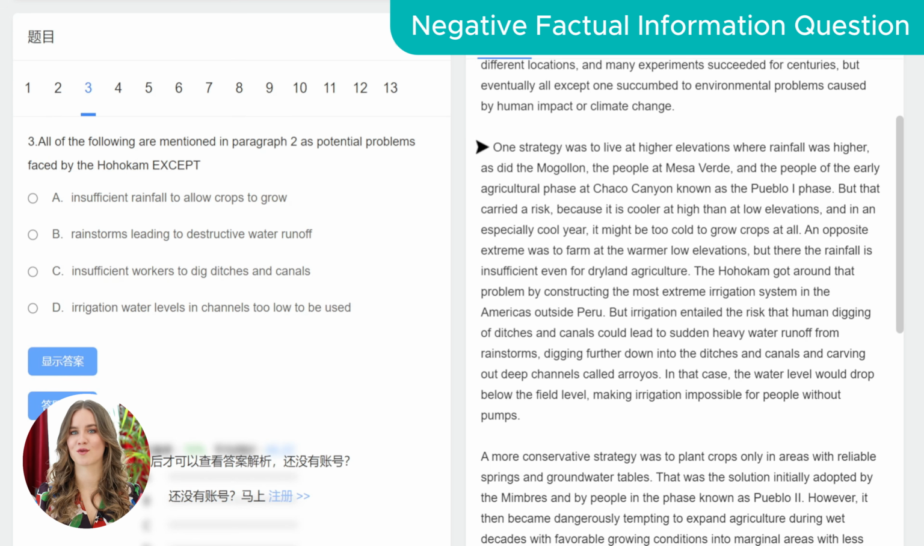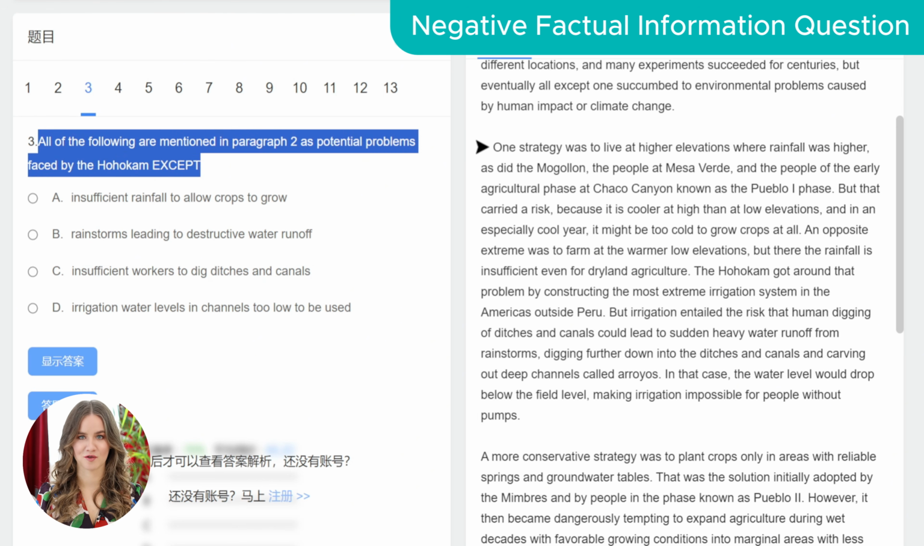Now, question 3 is the negative factual information question. It's the one where you see the word except, which means you need to find the option that is not correct based on the text. The question says, all of the following are mentioned in paragraph 2 as potential problems faced by the Hohokam except. Now, for this question, I suggest you read the answer options first.